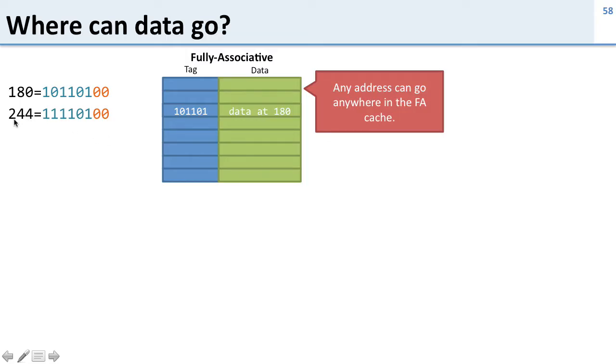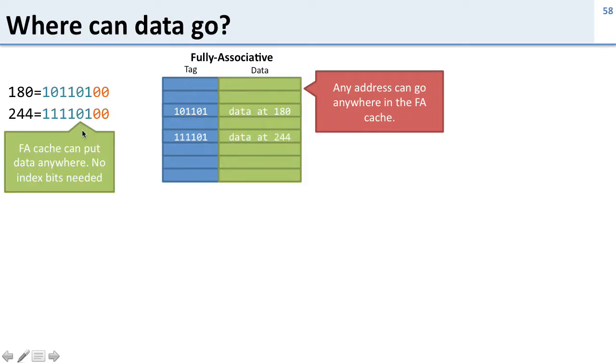How about this other address, 244? Where can it go in the cache? Well, since it's a fully associative cache, it can also go anywhere, so I'll go ahead and throw it in here. Now, when we talk about a fully associative cache, we can put the data anywhere. That means we don't treat any of the address bits as index bits. We're not indexing into the cache. We're not telling it where to put the data based on the address. Because it's fully associative, we can put it anywhere. It also means that when we go to look in the cache, we have to look everywhere.